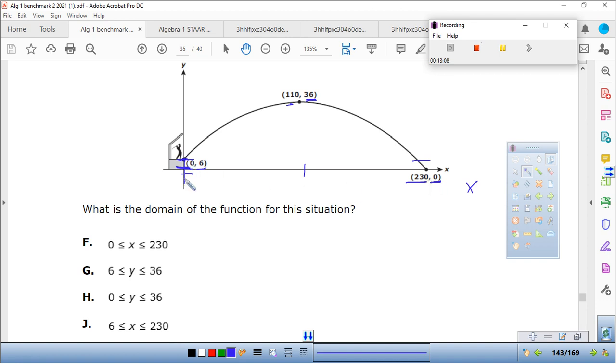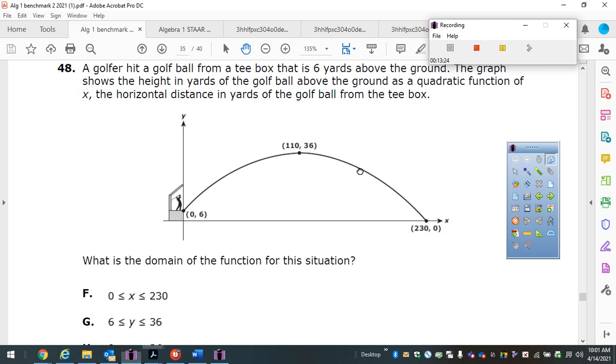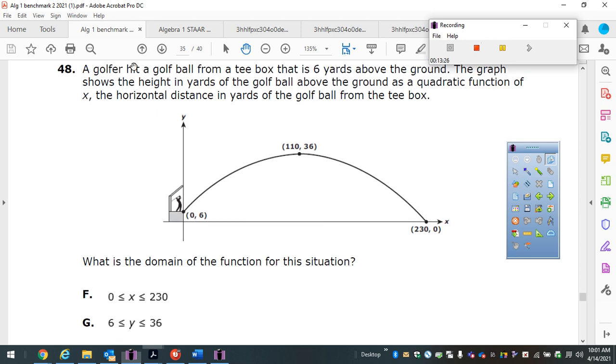X values. X values from 0 all the way to 230. Good question here. I would freak out, read this thing, and like, what in the world's going on? All right. Just look at the graph. That's it. I'll read it for you. A golfer hit a golf ball from a tee box. So you see he's on a box or like a platform. 6 yards, everything's yards now, 6 yards above the ground. So he's actually not drawing a scale at all. 6 yards would be like way high. And he's taller than the platform? Yeah, right. You know what I mean?